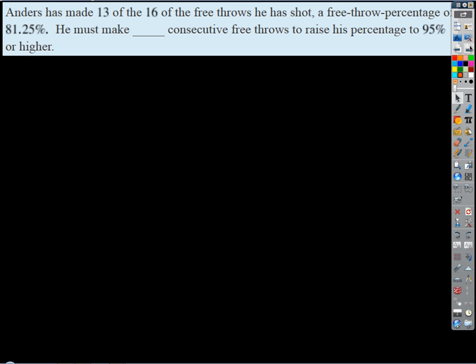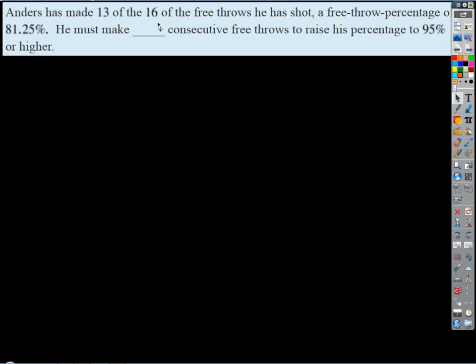How could we approach something like this? Somebody's made 13 of 16 free throws for a percentage of 81.25, and here's the question. We want to know how many consecutive free throws he would have to make to raise his percentage up to 95% or higher. How would you set that up? Well, what's the unknown here? The number of consecutive free throws he has to make in order to bring his percentage up. So that's what we're going to call the variable, x.